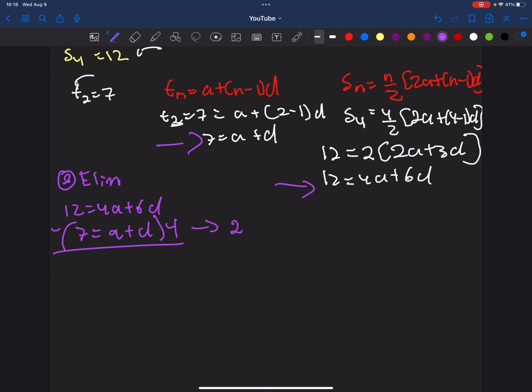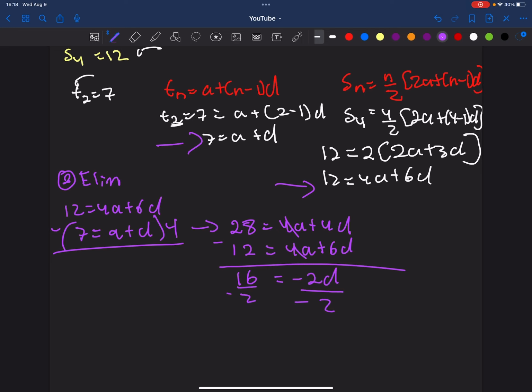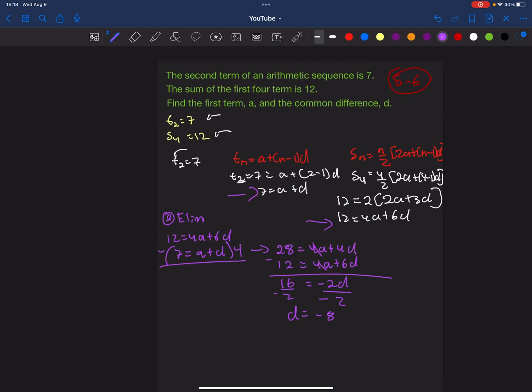So that is equal to 28 is equal to 4a plus 4d. Then we're going to subtract this by 12 is equal to 4a plus 6d. That gives us 16. The a eliminates, and then we're left with negative 2d, right? Going to divide by negative 2 on both sides. Then d is going to be equal to negative 8.